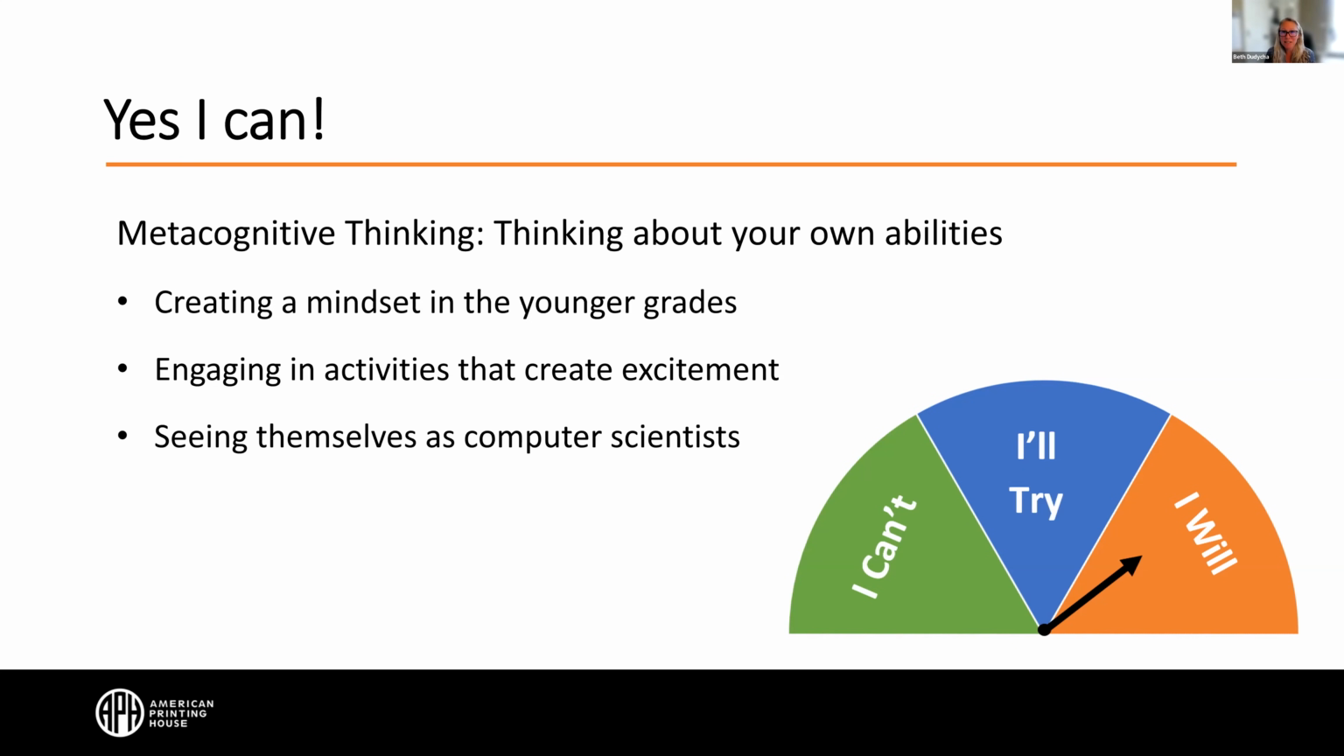And we want all students to see themselves as computer scientists. We want all students to engage in a way and know that they can do these tasks, they can understand these concepts, especially if they're introduced at a younger grade. So on the slide, it says, metacognitive thinking about your own abilities, creating a mindset in the younger grades. This is critical. If we start young and we keep teaching kids at a young age that this is an option for them, this is within their grasp, we can start to turn that meter from I can't, at least to I'll try, and hopefully I will.